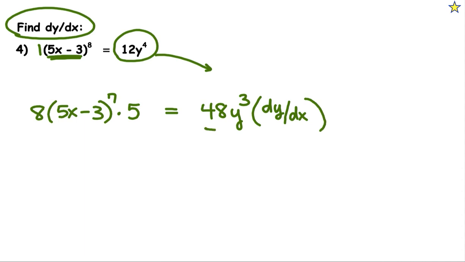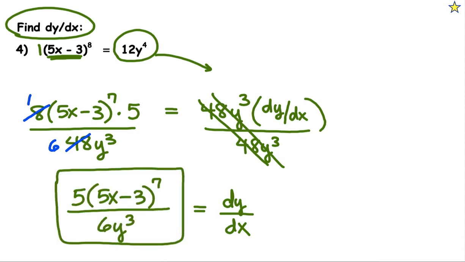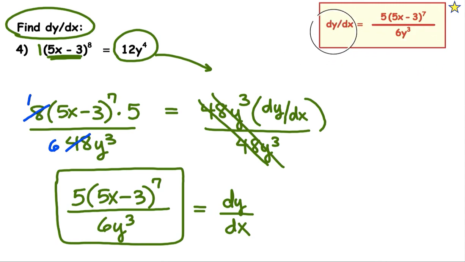Let's divide both sides by 48y cubed. Same thing over there. dy/dx is left by itself on the right. 5 times 8 is 40, but you know what? I'm going to cancel instead. Let's keep the numbers small. So the answer is 5, quantity 5x minus 3 to the 7th, over 6y cubed. And I'm ready for the reveal. All right, never a doubt. Okay, that's it for day 1 of section 2.5.